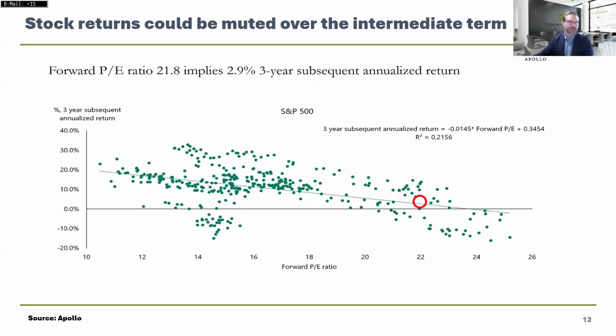So why do we care so much about valuations? Over the long term, valuations are an extremely important part of return expectations. Over the short term, 1 to 2 years, valuations don't really matter. But this is from our friends at Apollo. They did a study and looked at what a forward PE ratio of roughly 22 would imply about 3-year returns. And by their math, we're looking at about a 3% annual return expectation over the next 3 years. Now, that being said, historically there is a pretty wide range of returns around this 22 level. So 2.9 is probably on the low end of what's likely to be realized.